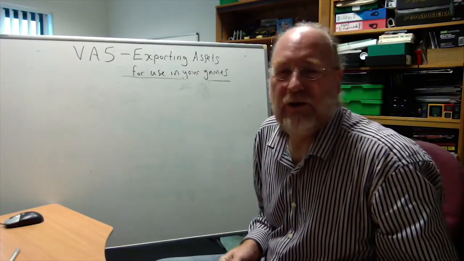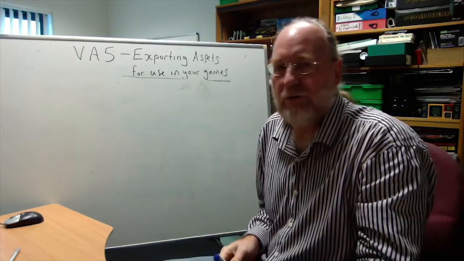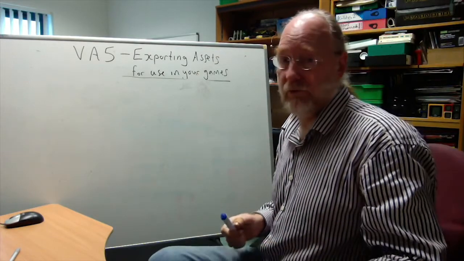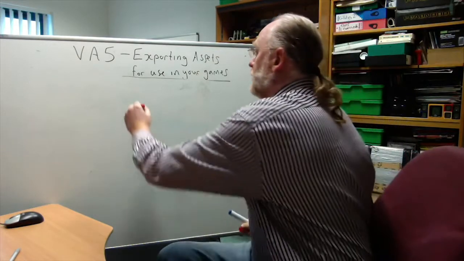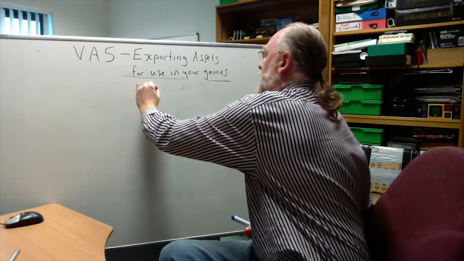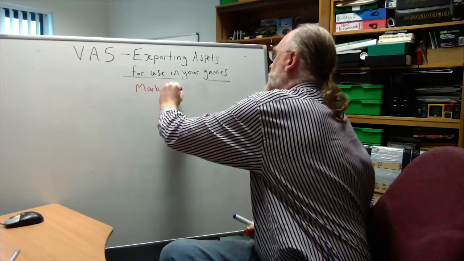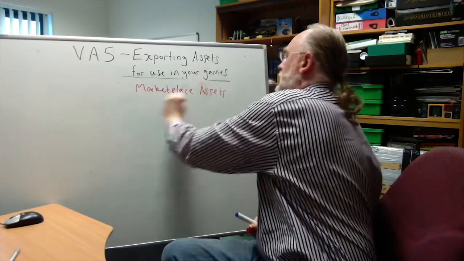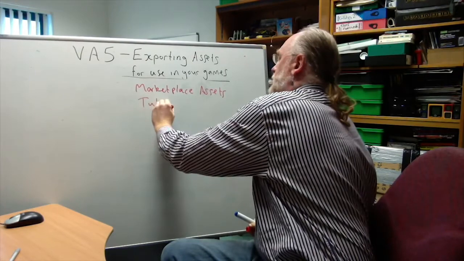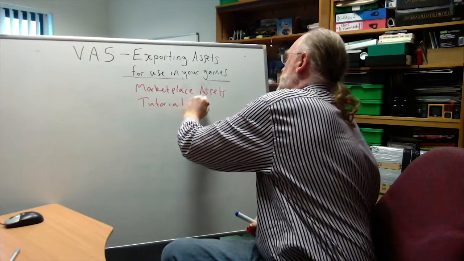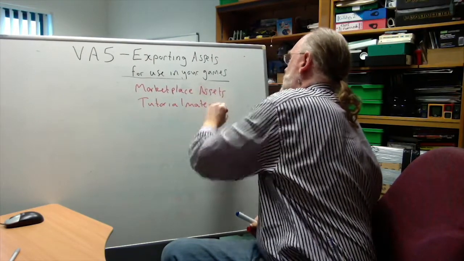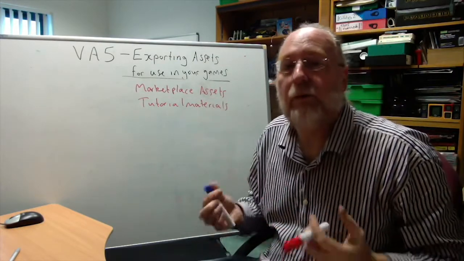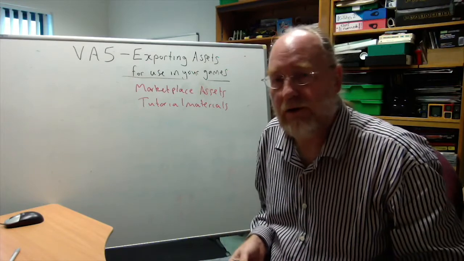So what are the other issues that you might want to think about when you're exporting assets for use in your games? Well, one of the first ones is to look at examples. So look at some of the marketplace assets, tutorial materials, and so on, because they'll often be examples of the kind of format that you want.